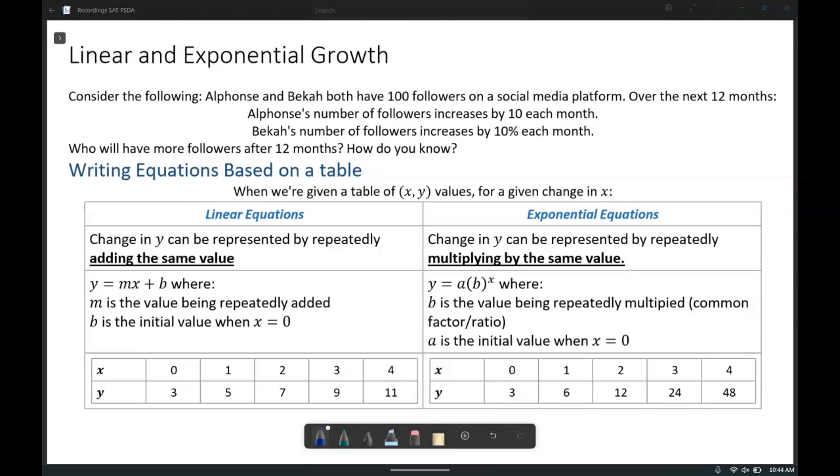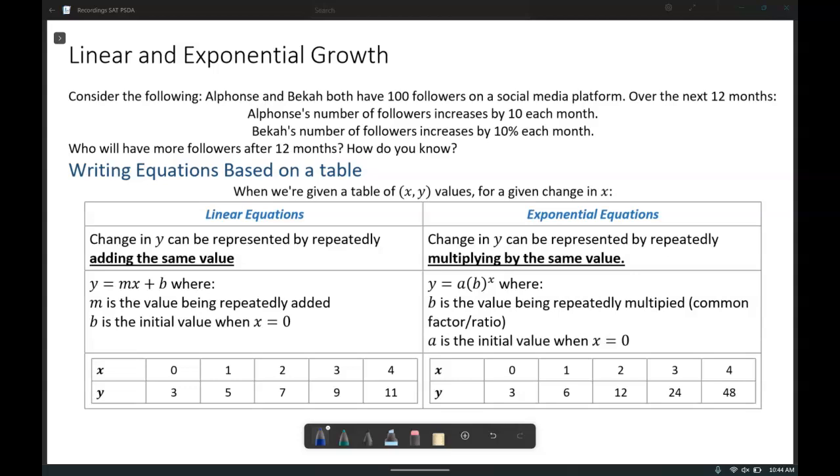We've touched on these concepts a little bit before, but let's take some more time right now to look at the difference between linear and exponential growth. Consider the following situation: Alphonse and Becca both have 100 followers on social media. Over the next 12 months, Alphonse's number of followers will increase by 10, while Becca's number will increase by 10% each month. Who will have more followers after 12 months?